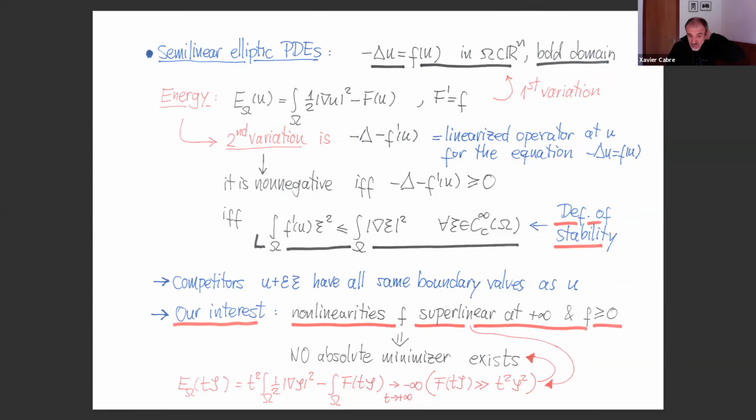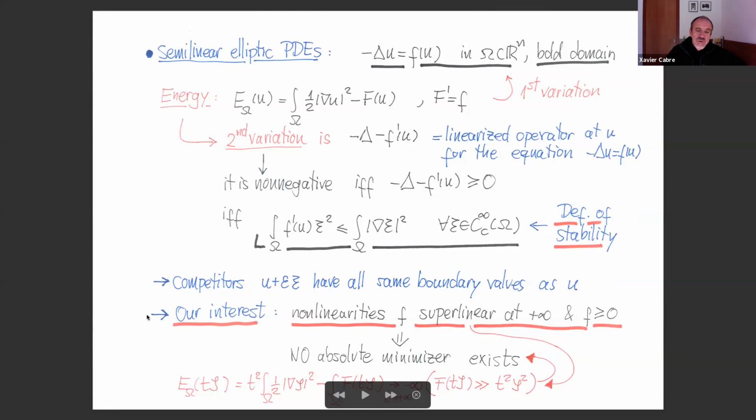So for instance, a local minimizer is a solution that under small perturbations of this type has the smallest possible energy. Of this type means that xi vanishes on the boundary. And therefore, local minimizers are stable solutions. So stable solutions are a class a little larger than local minimizers, if you want. But if you prefer to have in mind local minimizers, that's fine. Okay, that's the class of solutions.